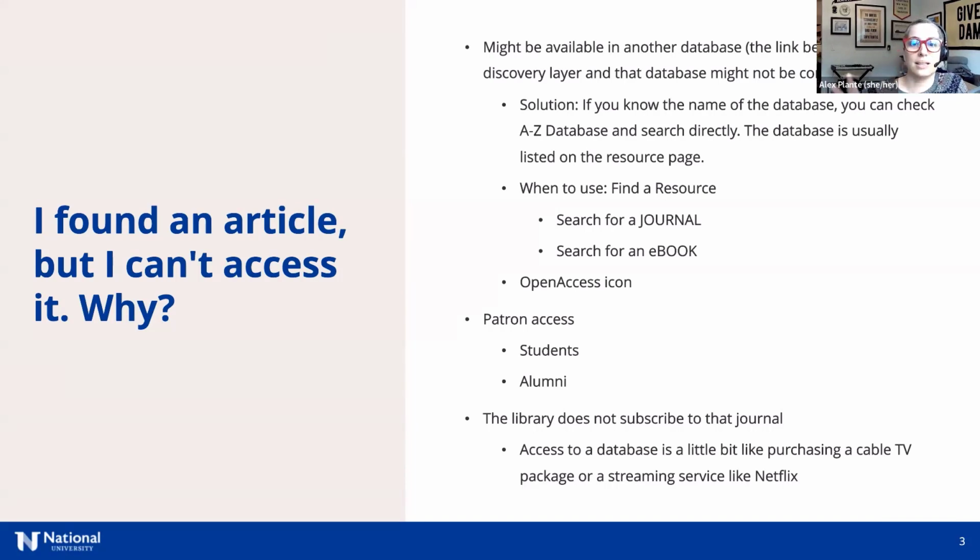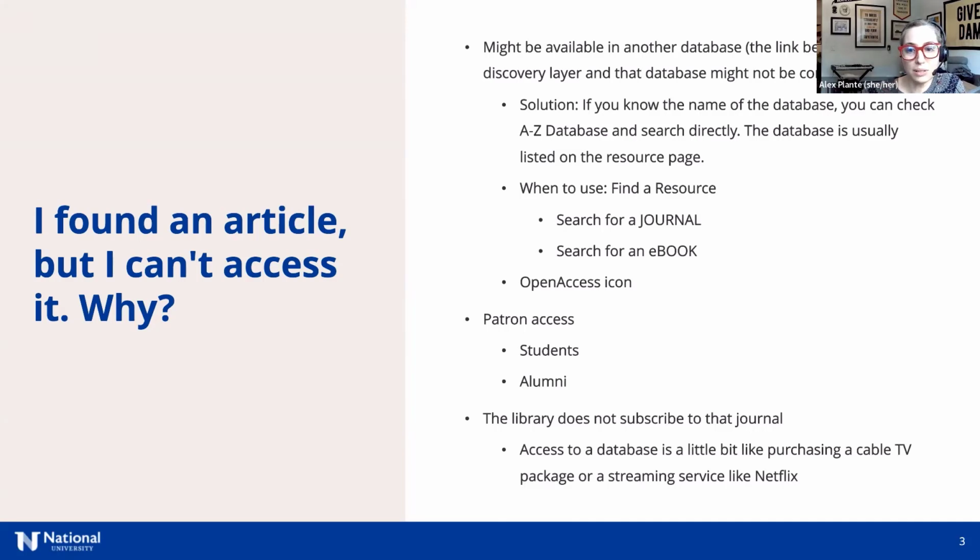In this case, the solution is you can find the name of the database, check our A to Z database list, and search directly. This doesn't happen that often, but it happens enough that I want students to know that there are certain groups of databases, mainly the SAGE databases, and I've also seen it happen once or twice with ScienceDirect and a couple of times with ebooks. So there are some other ways you can try to see if we have that article available.